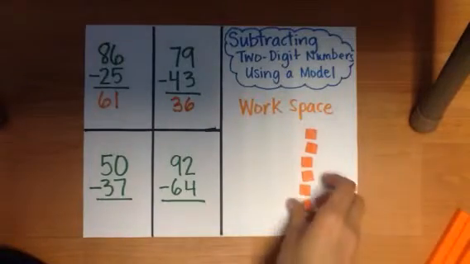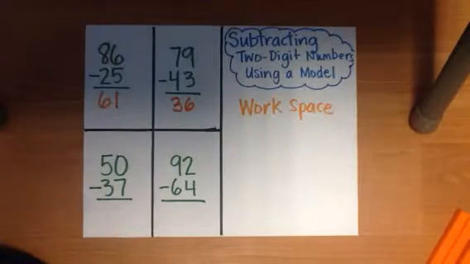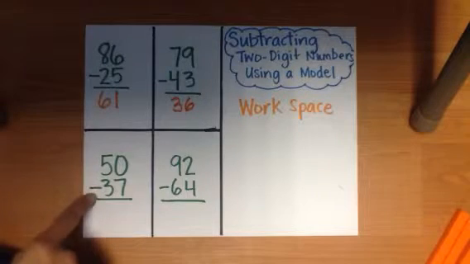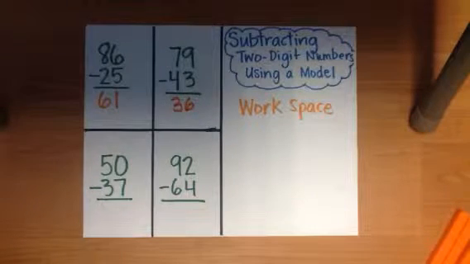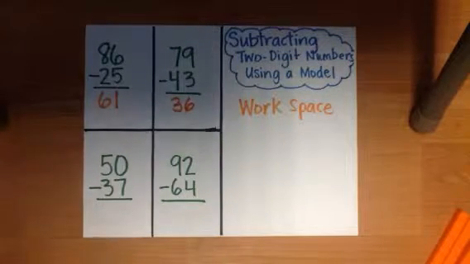All right, let us look at the next one. The next problem says 50 take away 37. So what do we need to do first? That's right, let's make 50. Now to make 50, what do we need?